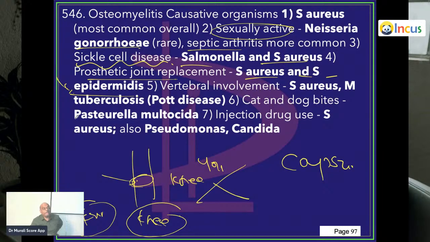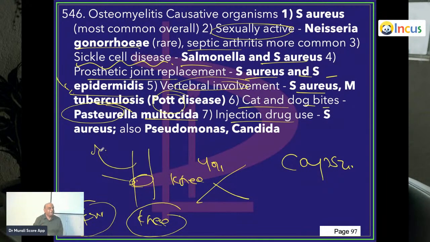Then involvement of the vertebrae, vertebral osteomyelitis: what are the organisms? Staph aureus, tuberculosis. When tuberculosis involves the spine, that is called Pott's disease. Then cat and dog bites: Pasteurella multocida. Then injection drug abuser: Staph aureus.